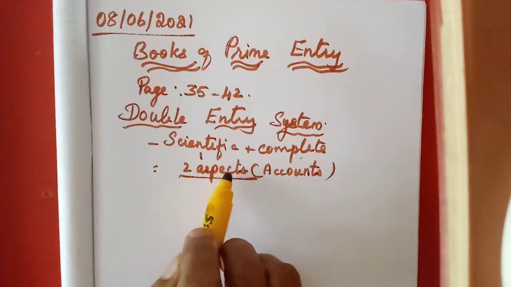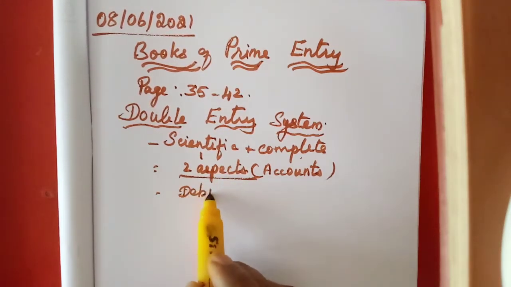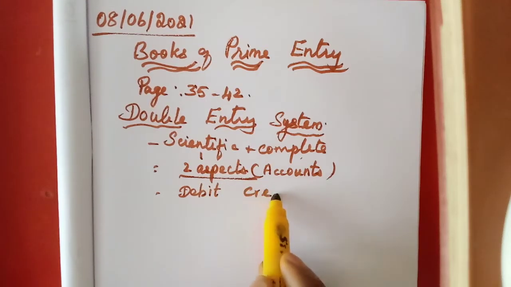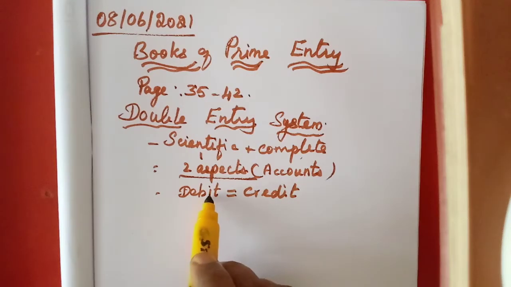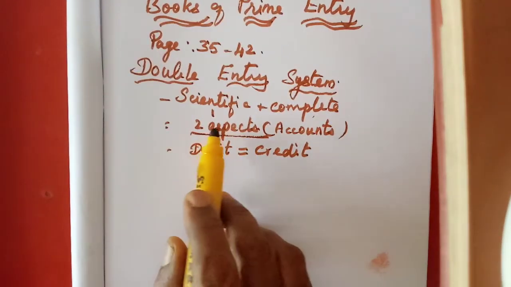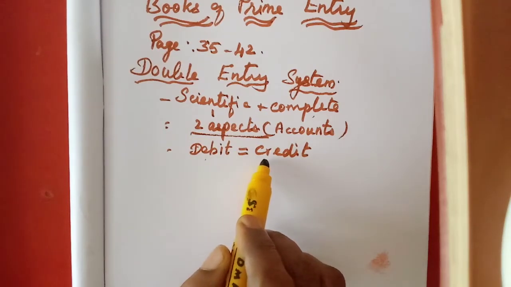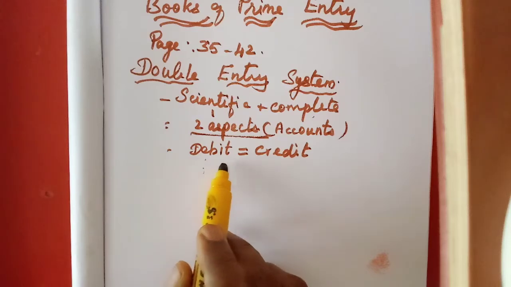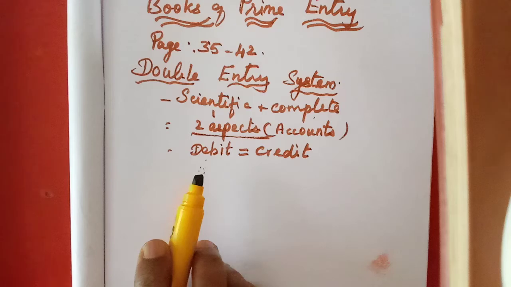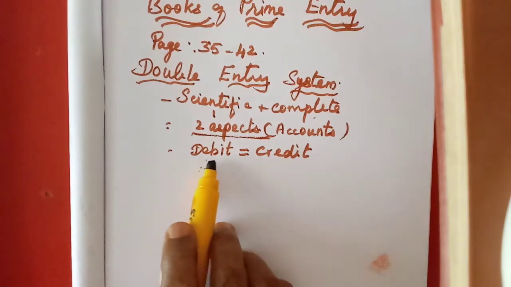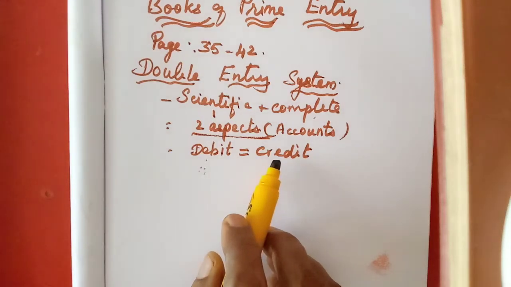So two aspects will be recorded. One may be debit, the other will be credit. At least one debit and at least one credit. Debit must be equal to credit. It must affect at least two aspects, two accounts. If one is debit, the other must be credit, and the amount also will be equal. Every debit has a corresponding credit. The amount of debit must be equal to the credit amount.